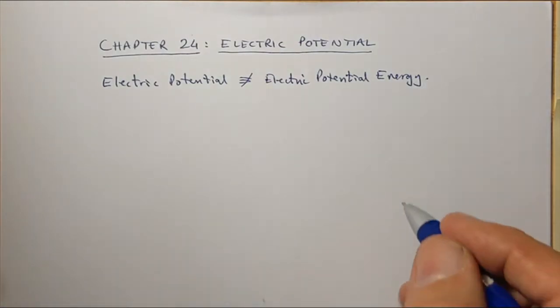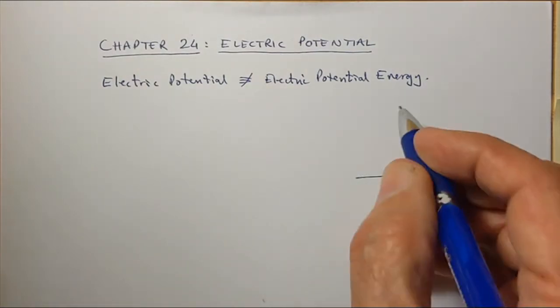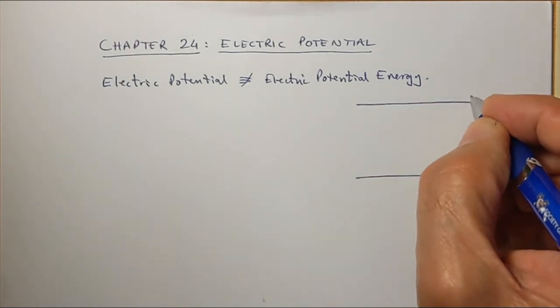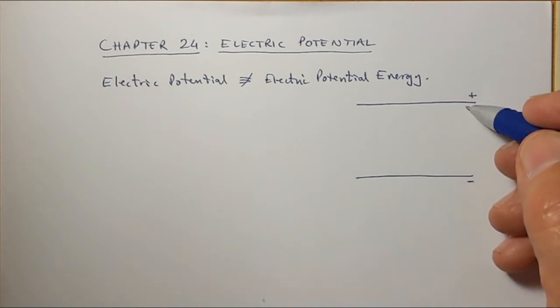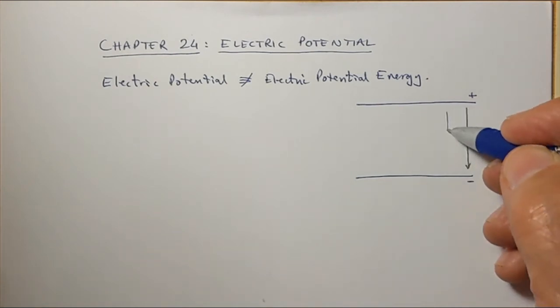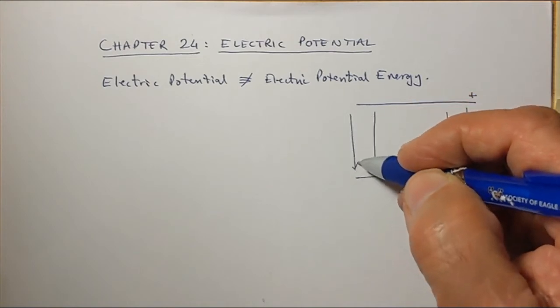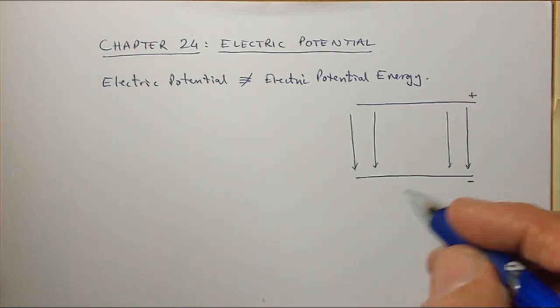So let's consider two parallel plates. The lower plate is negative and the upper plate is positive. So there will be a uniform electric field going from the upper plate towards the lower plate. We will just show a few lines. There will be more lines in here.